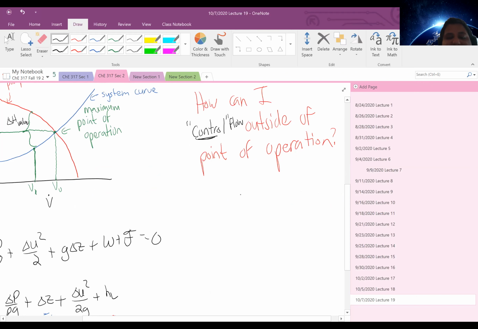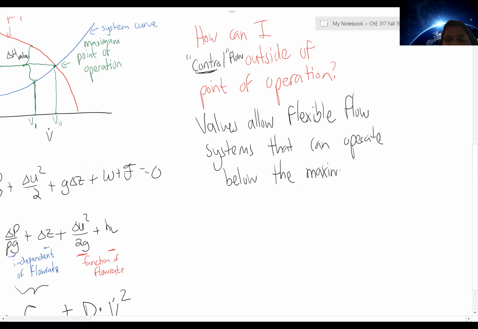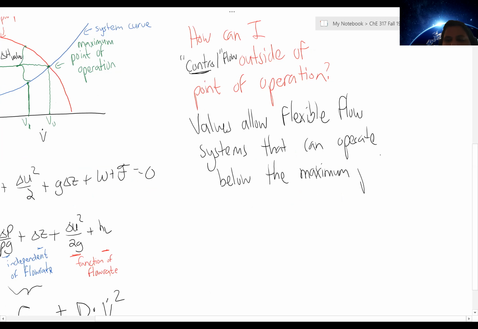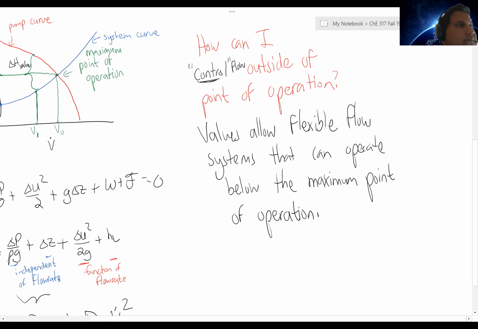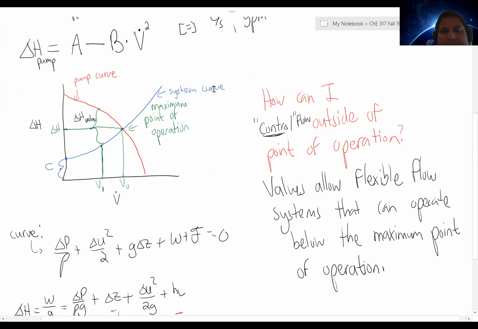And so to summarize, I can simply say valves allow flexible flow systems that can operate below the maximum point of operation. And so that is the key characteristics of pump curves.